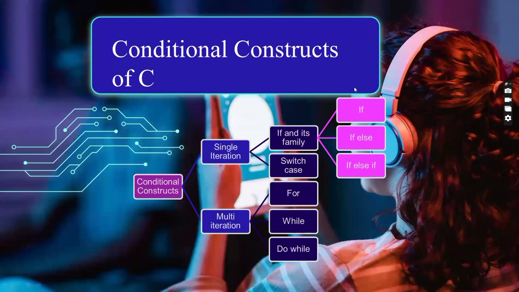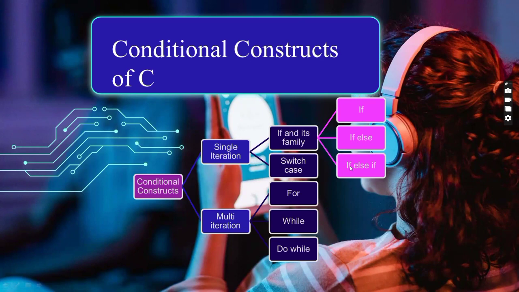So for a C program, for conditional constructs, we have two main types: the single iteration and the multi-iteration. For the single iteration, we have the if and else family. In the if block, after a condition is satisfied, the instruction under it is executed. Other than that, we also have the if else. In the if else, if the condition under the if block is satisfied, the instruction under it is executed. Else, if the condition is not satisfied, then we pass to the instructions under the else block.